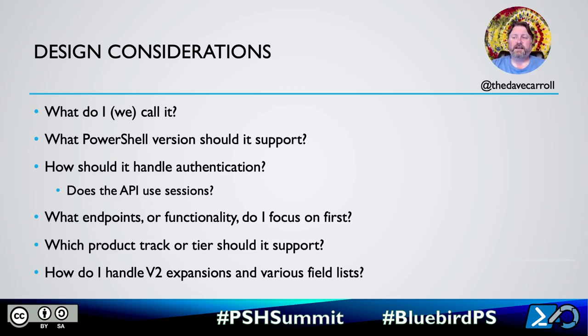So next, how should it handle authentication? And does the API use sessions? As I touched on a few minutes ago, the Twitter API uses access or consumer keys and secrets along with authentication tokens and secrets, and also potentially bearer tokens for authentication. Unfortunately, all of these are fairly static, meaning that unless you regenerate your keys and tokens, you can use them for months or even longer. Because of this, I decided to store the authentication data in an encrypted file on disk. More of that when we discuss the authentication component of the module.